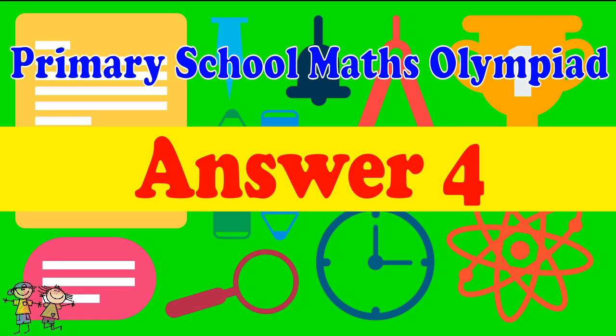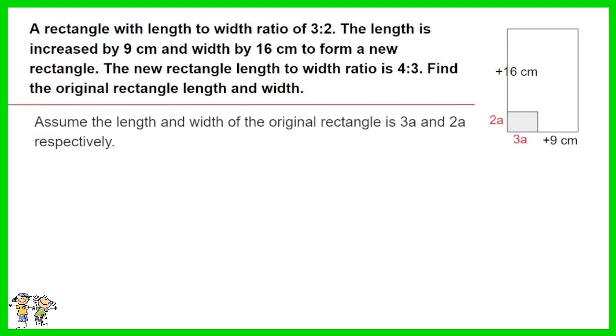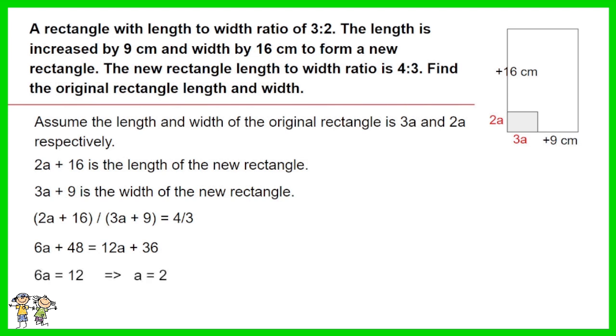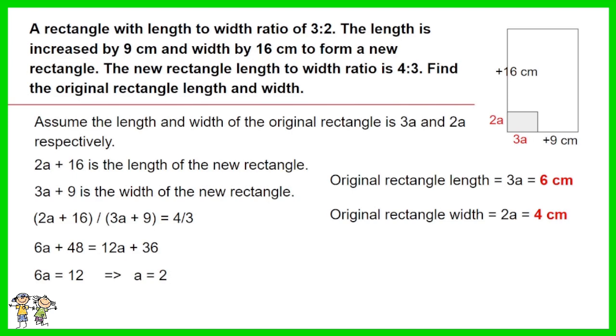Answer for question 4. Assume the length and width of the original rectangle is 3A and 2A respectively. 3A plus 9 is the length of the new rectangle. 2A plus 16 is the width of the new rectangle. The length over width of the new rectangle is 4/3. Work out the equation. You have A equals 2. The original rectangle length equals 3A equals 6 centimeters. The original rectangle width equals 2A equals 4 centimeters.